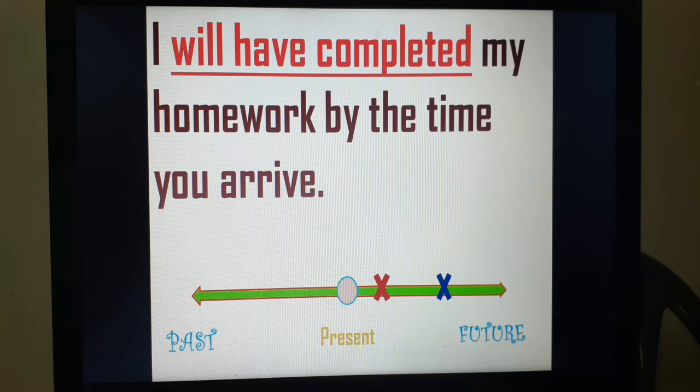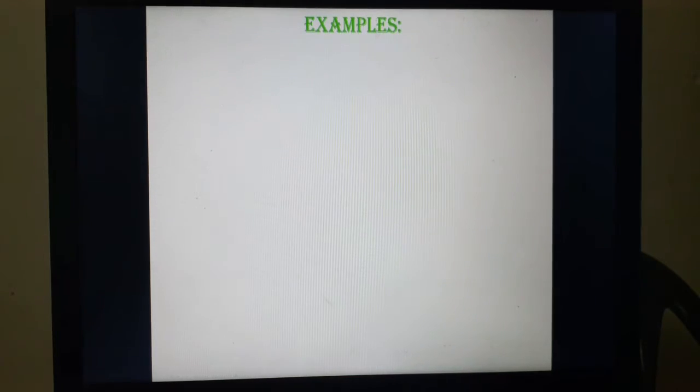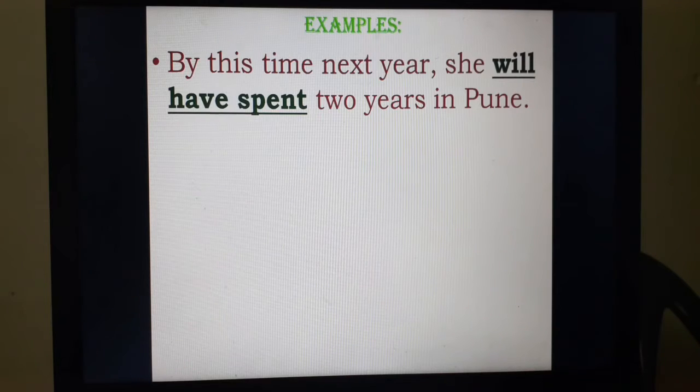On the right hand side, an action of finishing the homework will be completed by the time another action of your arriving comes. So here, comparison of two future events are happening. Let's see some more examples. By this time next year, she will have spent 2 years in Pune.